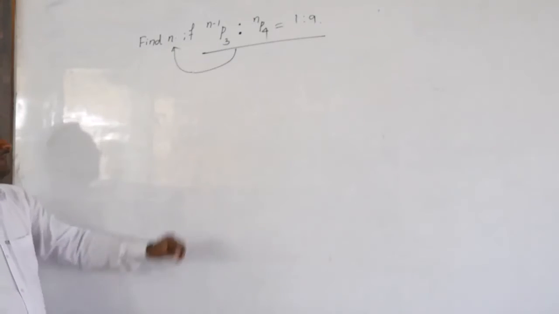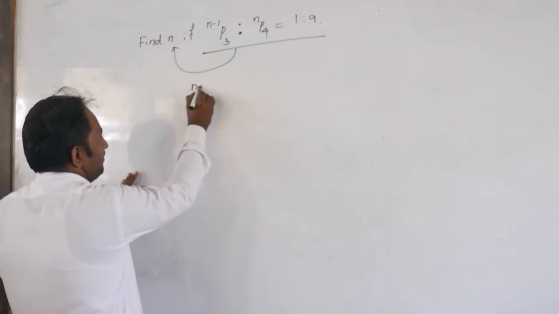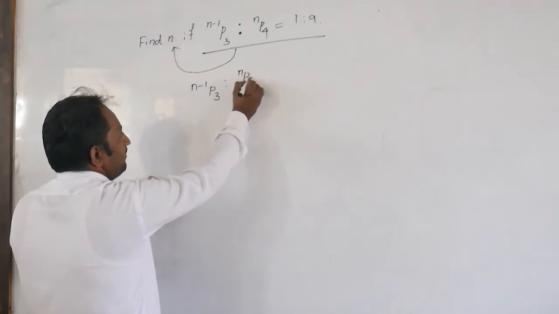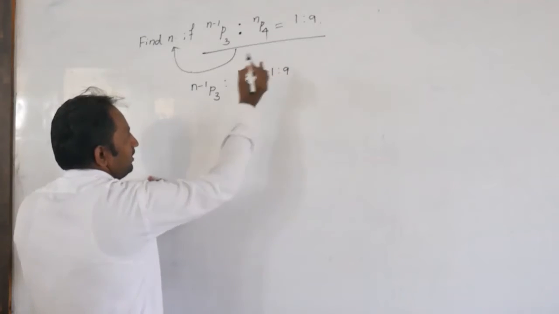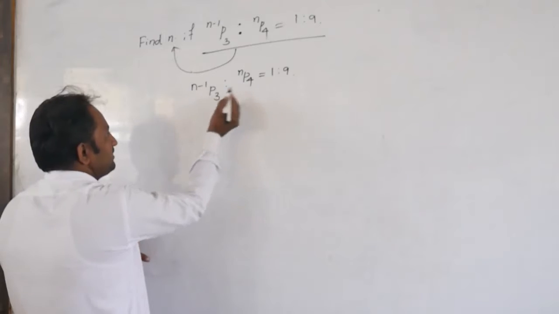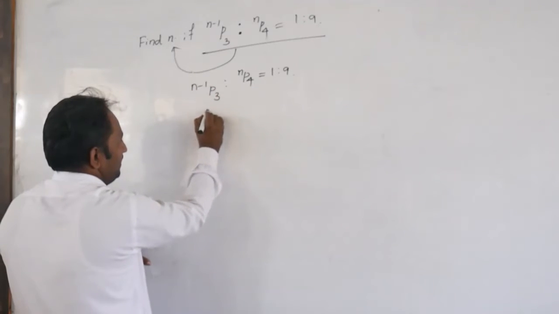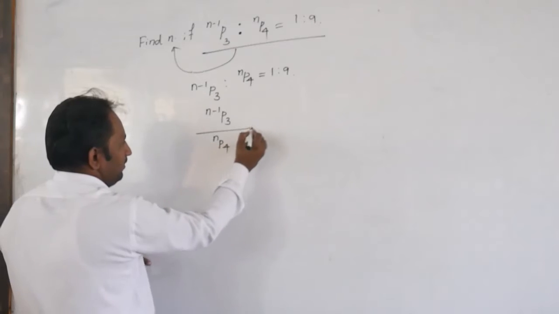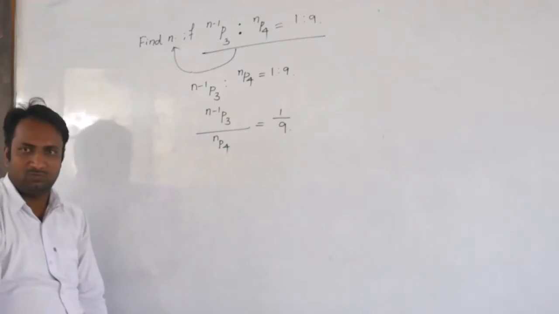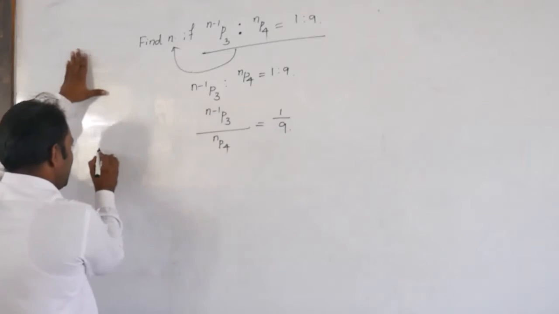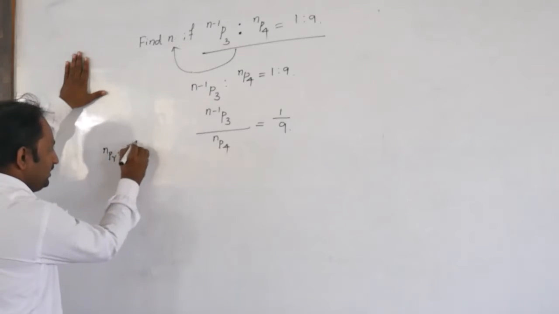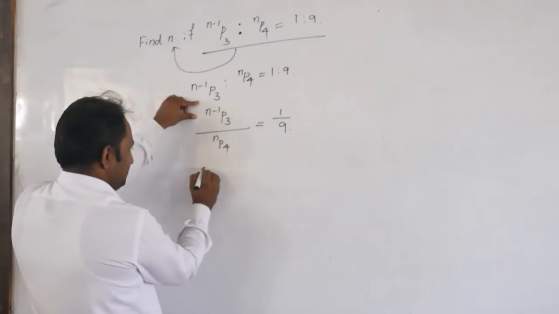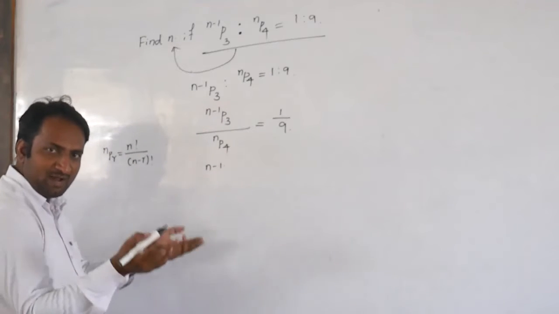To find the n value, the given problem is (n minus 1)P3 is to nP4 is equal to 1 is to 9. Consider (n minus 1)P3 written in ratio form over nP4 is equal to 1 by 9. We know that nPr is equal to n factorial divided by (n minus r) factorial. Extending in this form, in place of n, n minus 1 is there.